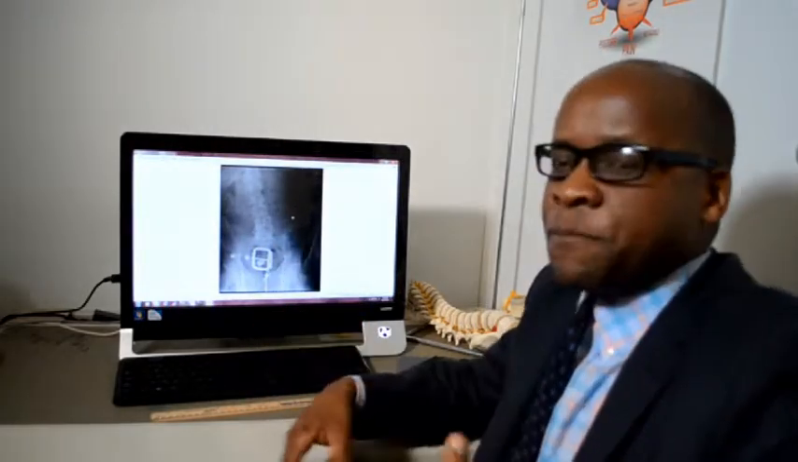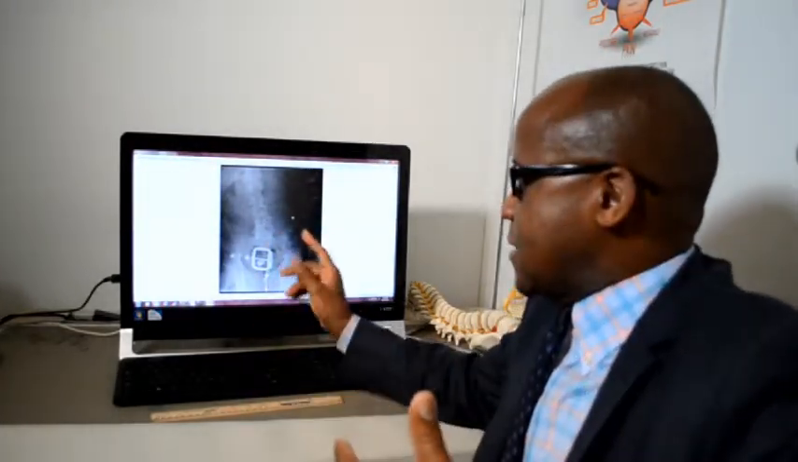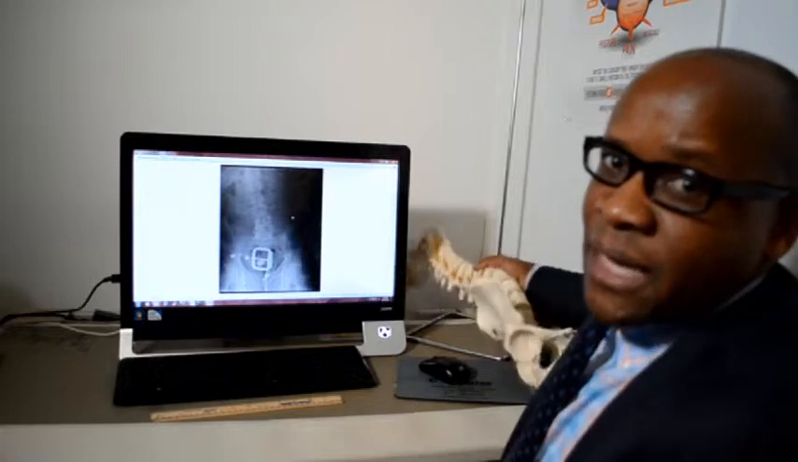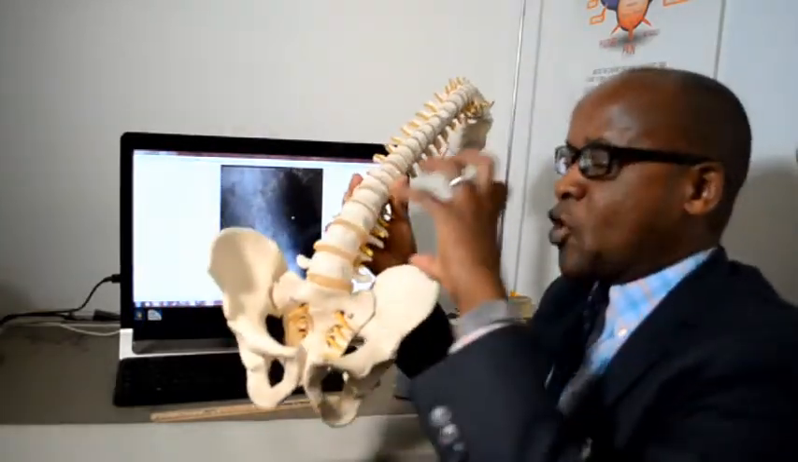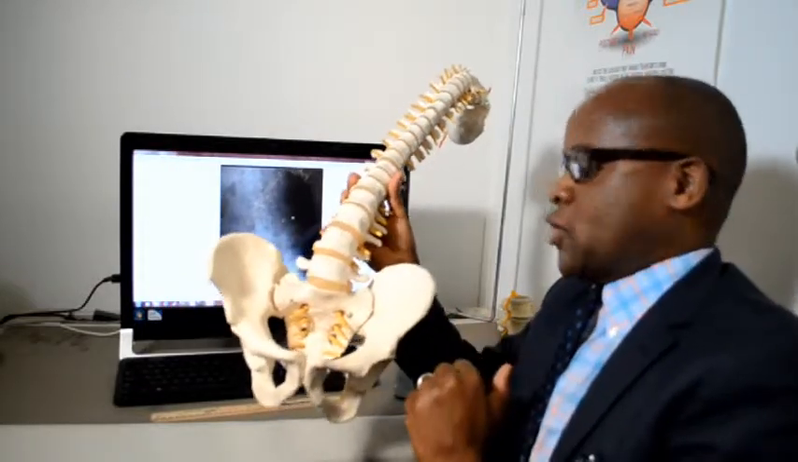And so given this, I want to make sure that you understand that this becomes important. Now, the other thing I want to make sure I point out to you is very, very important, which is connected to the lower back. And I'm going to show you in the x-ray.